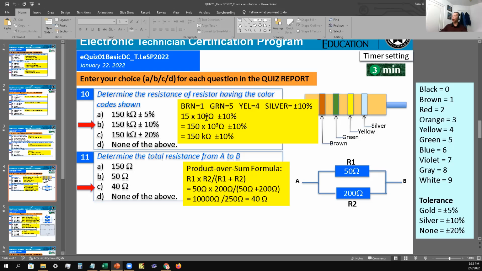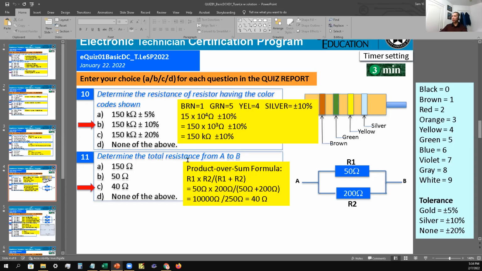So you multiply that by 10 in order to get this to 10 to the third, so I can convert 10 to the third to kilo ohm. So 150 kilo ohm plus or minus 10%. The answer is B as in Bob for number 10.